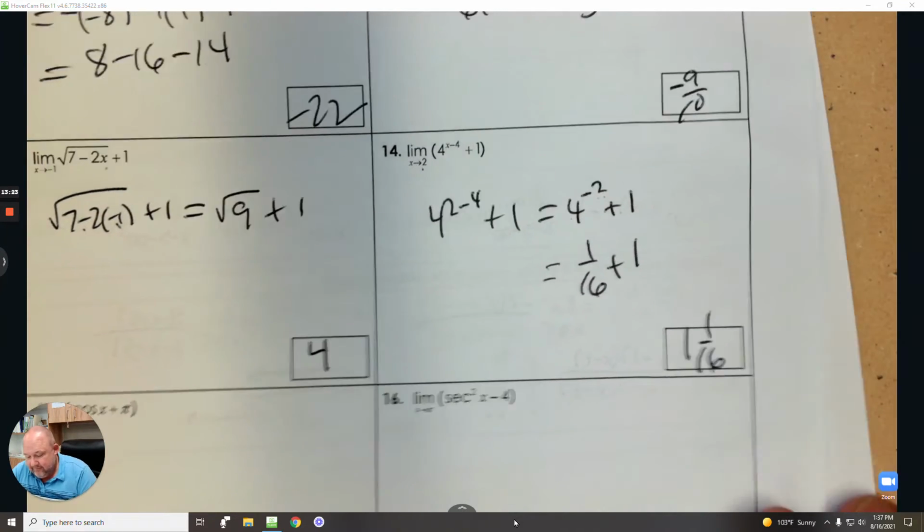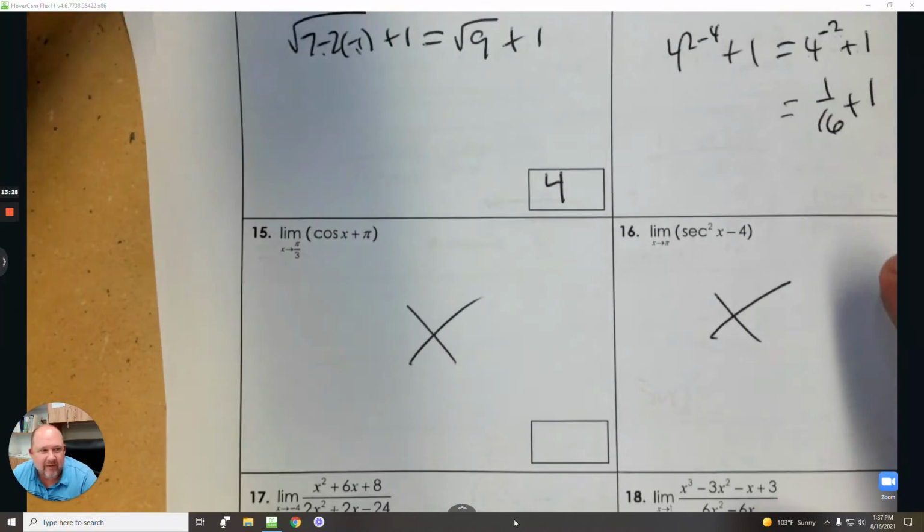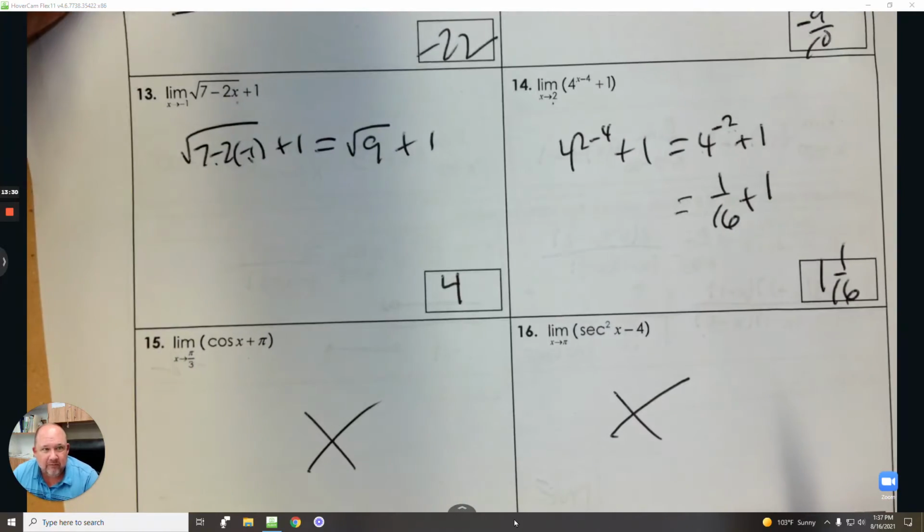Number 15 and number 16 are trigonometry questions with calculus. I'm going to let that pass right now. I know you're thankful for that.